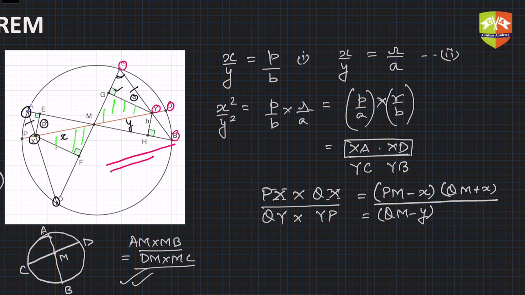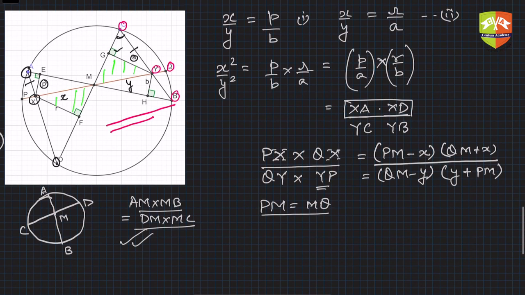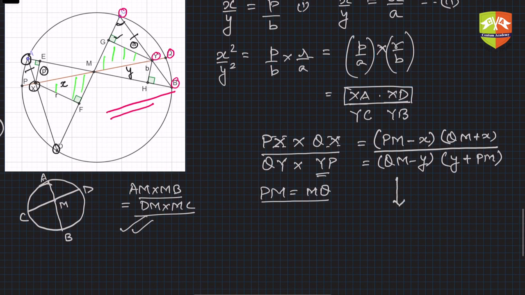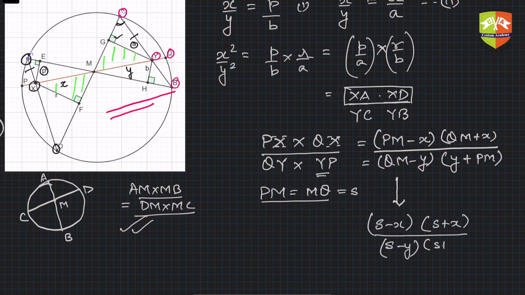Next one is YP. YP is nothing but YM plus MP, so small y plus MP. And we know that M is the midpoint of PQ, so clearly PM is equal to MQ. This was the starting point, guys. So this relation will simply become, let PM be small s for convenience, s minus x times s plus x divided by s minus y times s plus y.